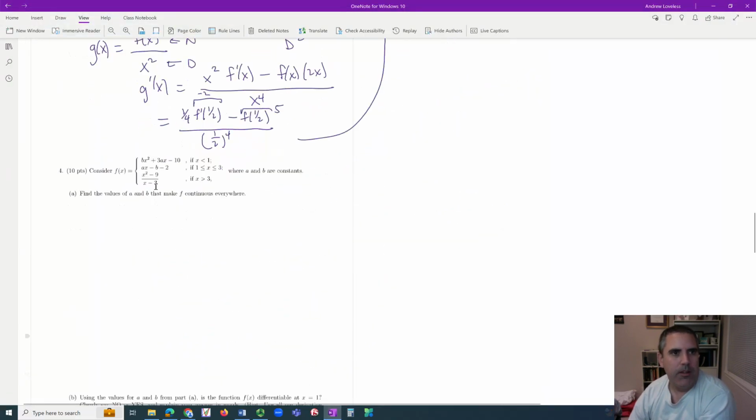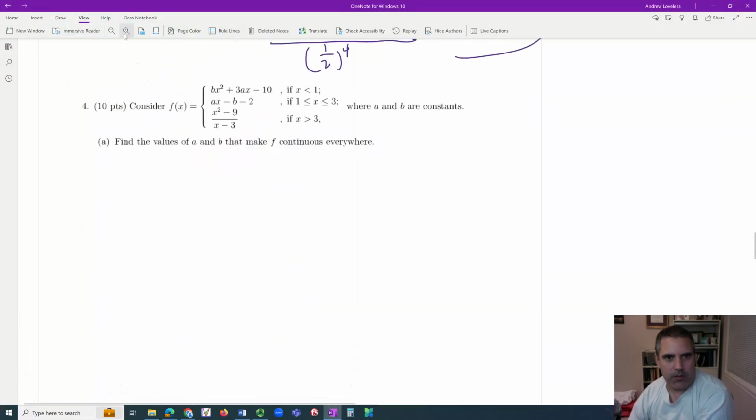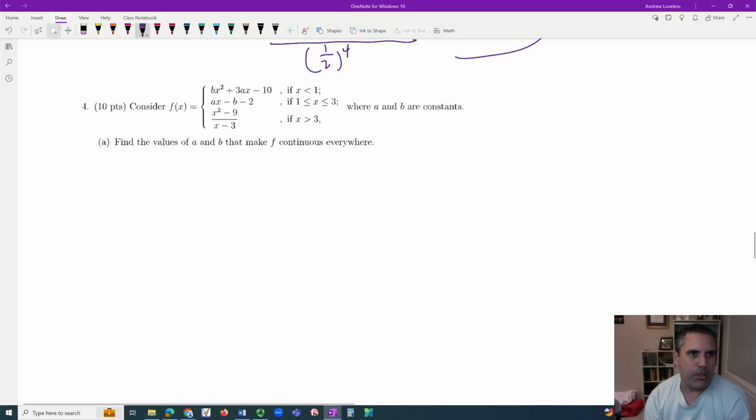Let's keep going. So then we have a continuity question. These ones in particular, I feel like they kind of worry students, but I think it's very clear what you need to do, which is you need to make things line up at the places where they change. You need to make them the same at 1. You need to make them the same at 3. So you should just plug in a 1.